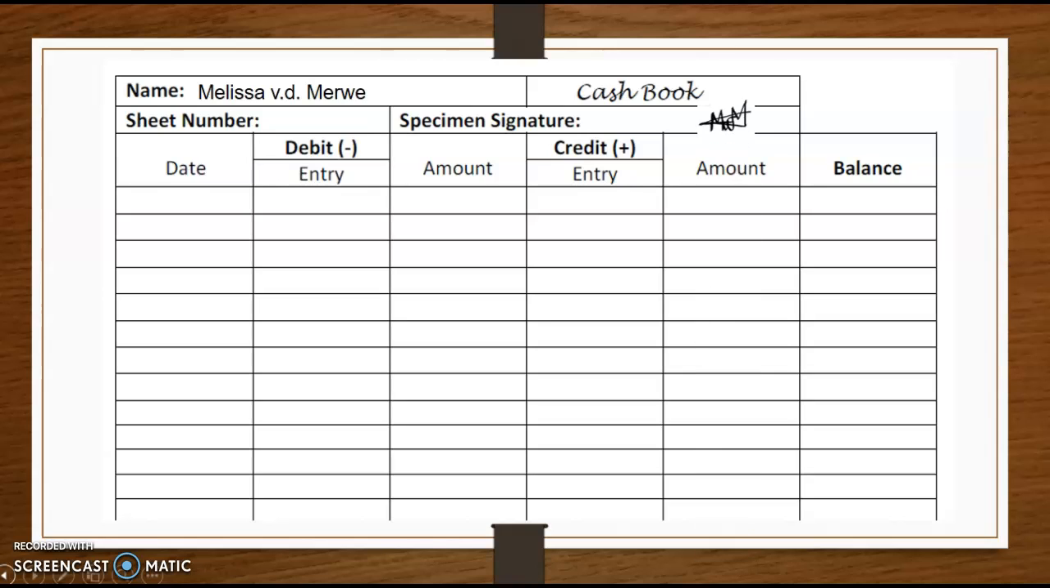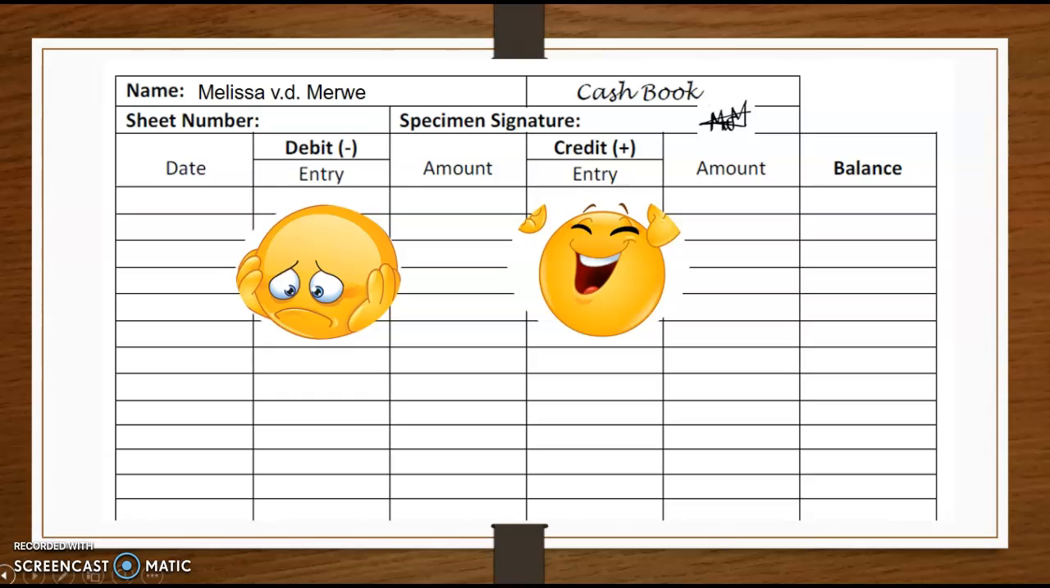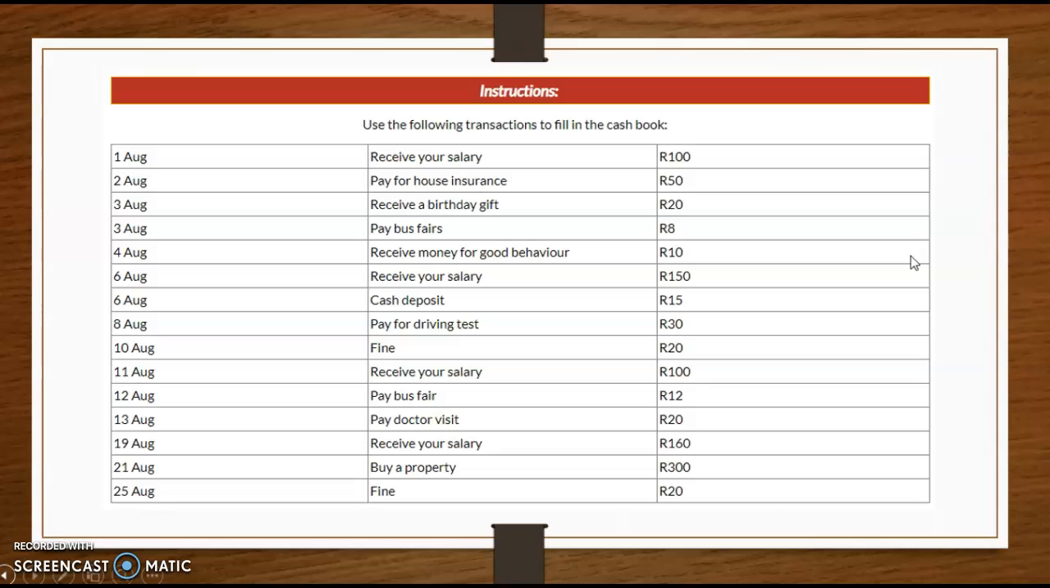So let's recap quickly before we start. The debit column is where you put the money that you've lost. And the credit column is the money that you've earned or bonuses that you've gotten. Okay. If you look on today's lesson on Canvas, you can see that the instructions are also written over there. These are all the transactions that we're going to be putting into our blank cash book. So we will be looking at each transaction and seeing if it's a debit or a credit.